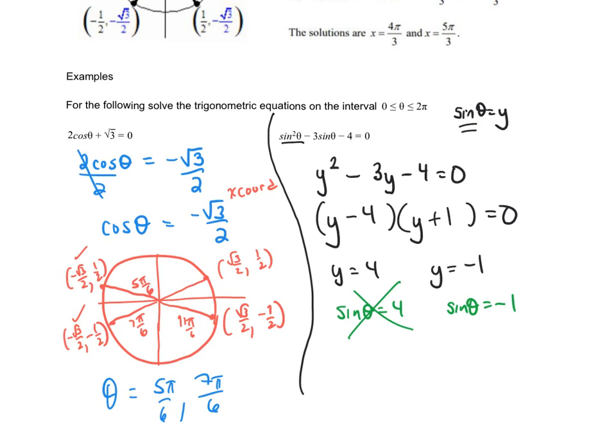If you ever have sine or cosine equal to a number bigger than 1 or smaller than negative 1, it's no solution. Now, as far as sine of theta equal negative 1, the only place that happens is down here on my unit circle, because again, we're looking for the y-coordinate. And so that should be at theta equal 3 pi over 2. So that's the only place between 0 and 2 pi that this quadratic equation would work.